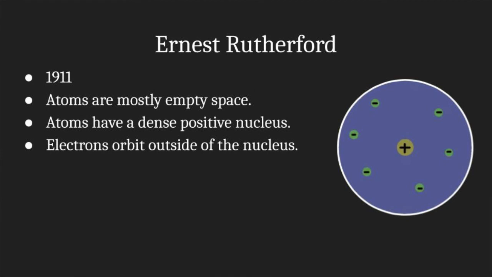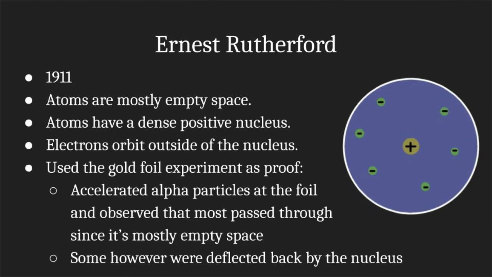The next major development came in 1911 with Ernest Rutherford. He concluded three main things: that atoms are mostly empty space, atoms have a dense positive nucleus, and that electrons orbit outside of the nucleus. To prove this, he used the gold foil experiment. What he did is he accelerated or shot alpha particles at a piece of gold foil and observed that most of the alpha particles passed through since an atom's mostly empty space. However, a few hit that small dense nucleus and bounced back, proving that there is a small dense nucleus.